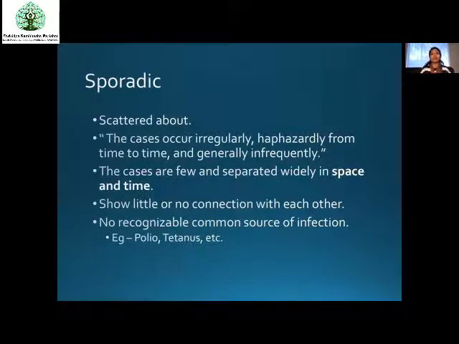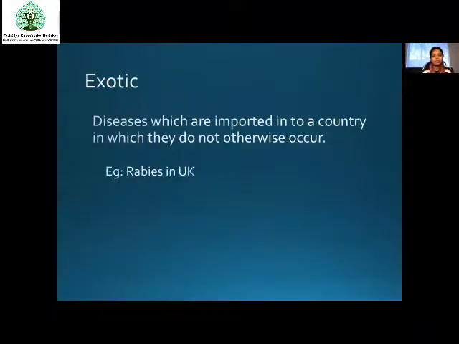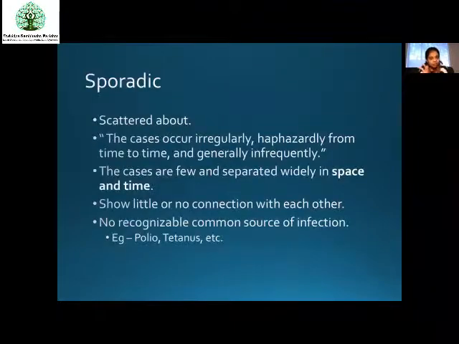For example, polio or tetanus. Very rarely do we find a case of polio. Nowadays polio is near the verge of being extinct, or terminated. But yes, you get the idea. The cases are not at all related in time and space or in any manner. So you understood what we mean by sporadic disease?